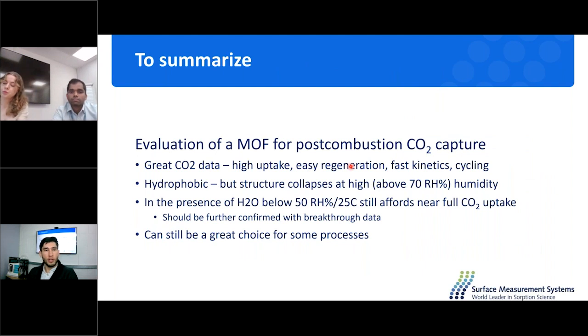So to summarize this section, great CO2 uptake data, easy regeneration, fast kinetics, good overall key performance indicators from this point, including hydrophobicity. The only downside identified on this material is that it collapses at high humidity, but it still affords near full CO2 uptake below this threshold. So it can still be a nice choice for some processes where humidity is not as high.